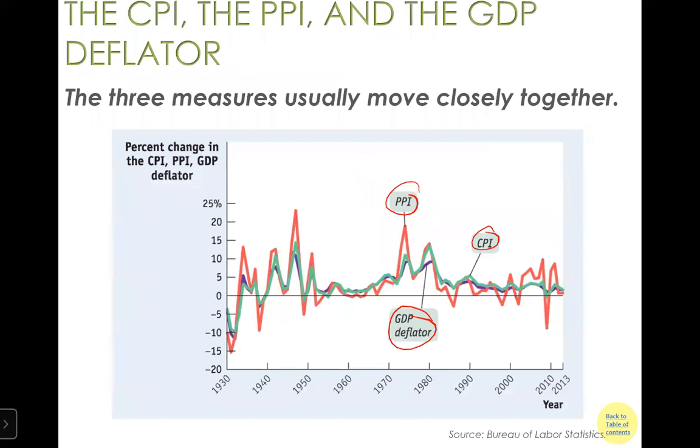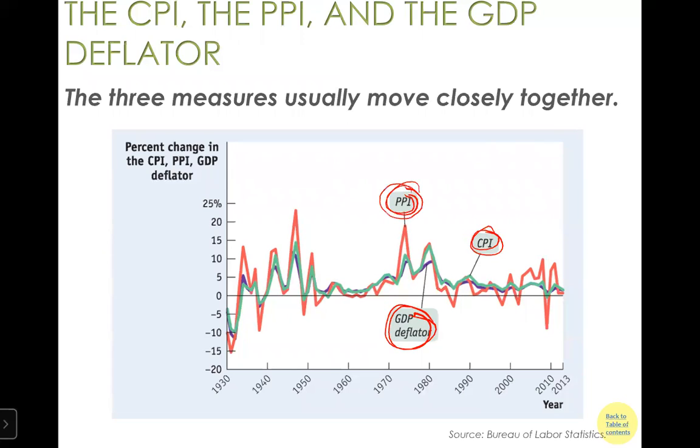But certainly the GDP deflator is the least volatile. Why? Because the GDP deflator includes both the market basket for producers and the market basket for consumers. So it averages out, and it fluctuates less.